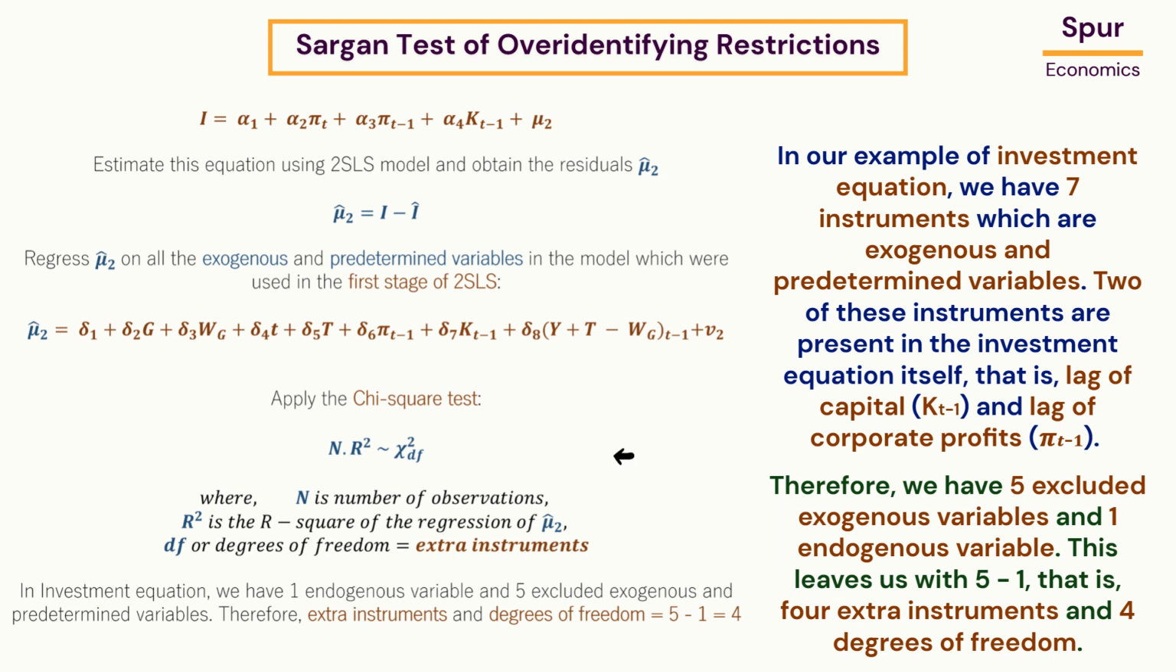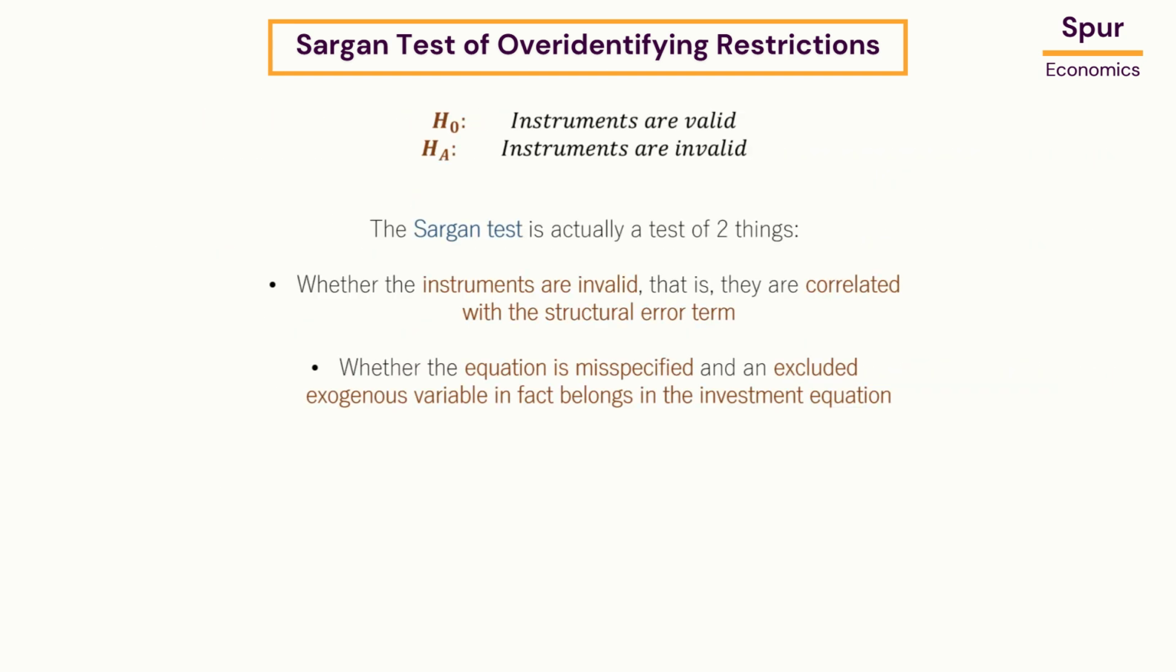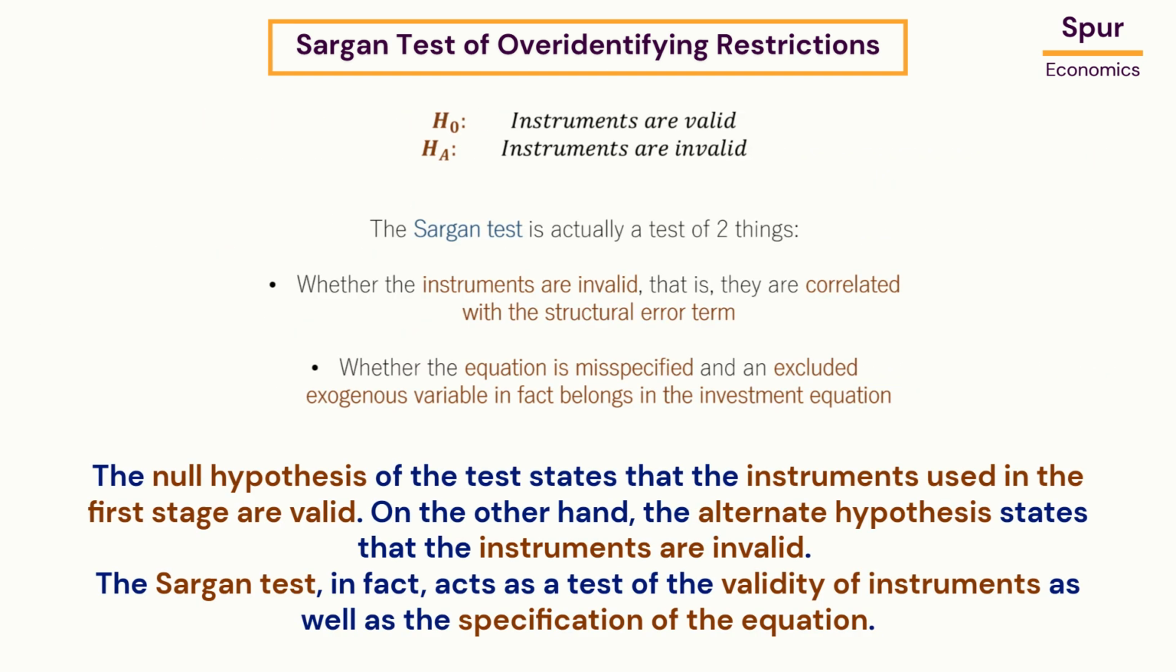2 of these instruments are present in the investment equation itself, that is, lag of capital and lag of corporate profits. Therefore, we have 5 excluded exogenous variables and 1 endogenous variable. This leaves us with 5 minus 1, that is, 4 extra instruments and 4 degrees of freedom. The null hypothesis of the test states that the instruments used in the first stage are valid. On the other hand, the alternate hypothesis states that the instruments are invalid.